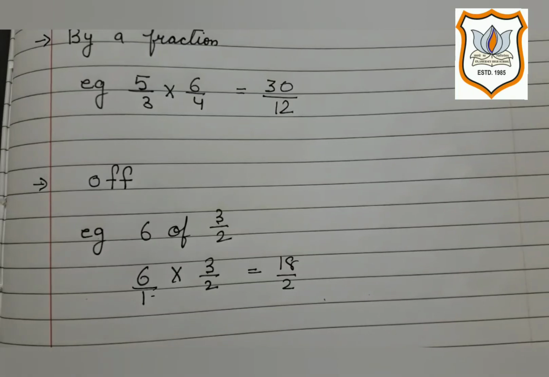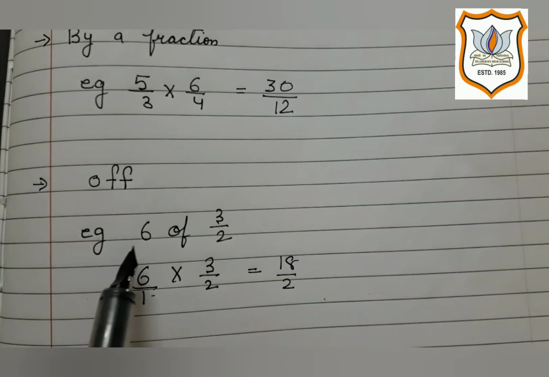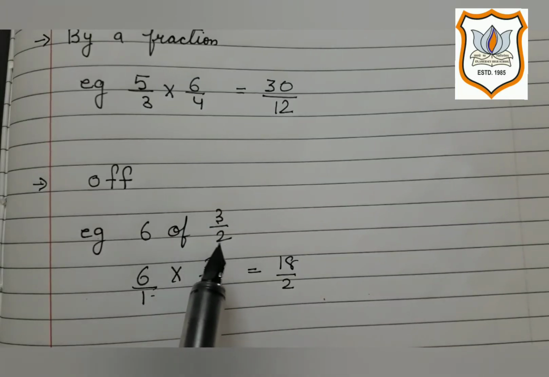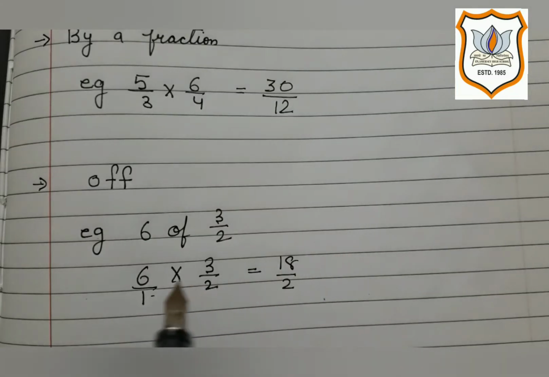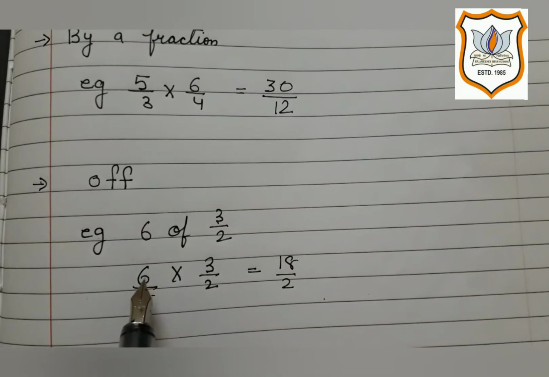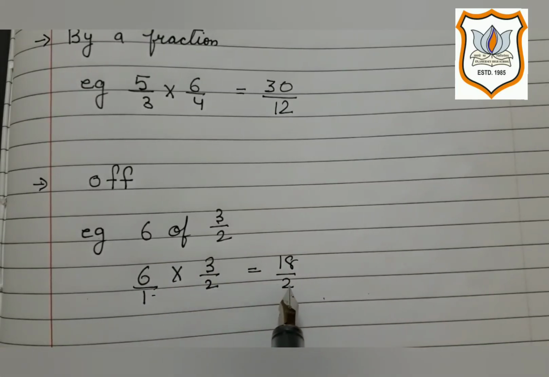Now I will tell you how you will solve the sums where of will come. Example, 6 of 3 upon 2. As I told you, of means multiplication. Just put a multiply sign in place of of. So 6 into 3 upon 2, and then put 1 as a denominator under 6. Now you will multiply numerator by numerator and denominator by denominator. So 6 into 3 becomes 18 and 1 into 2 comes to be 2. So the answer will be 18 upon 2.